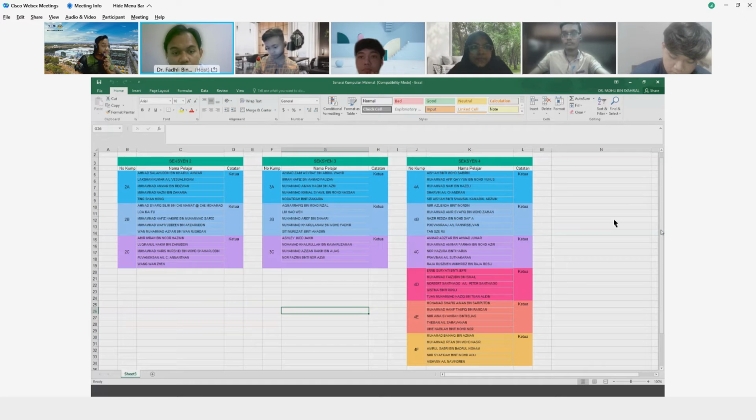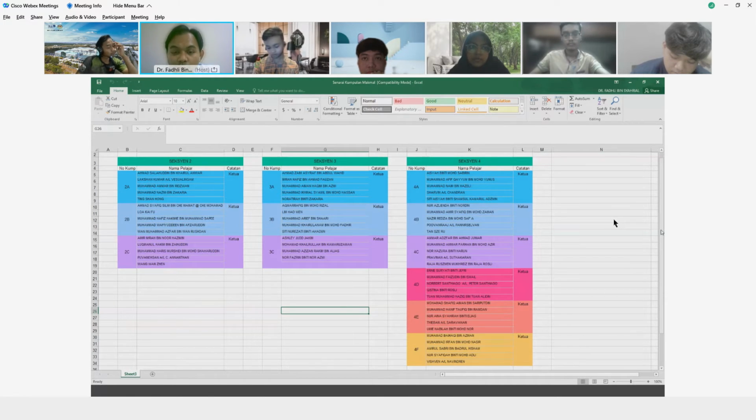Section 3A, you do 2 experiments. 3B also do 2 experiments. 3C also do 2 experiments. So for the next coming week, there is only one lab left that you have to complete. Okay, so that means our lab session is only 2 weeks instead of 4 weeks as written in our teaching plan.